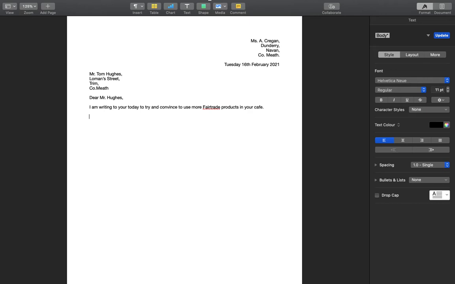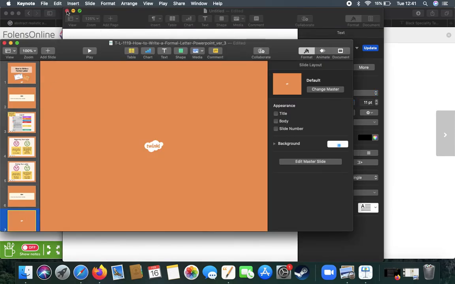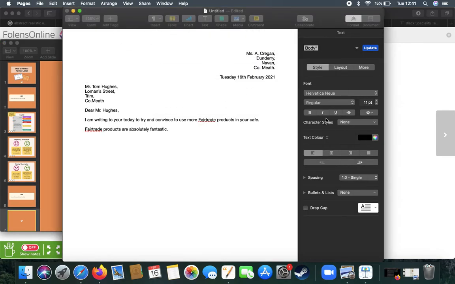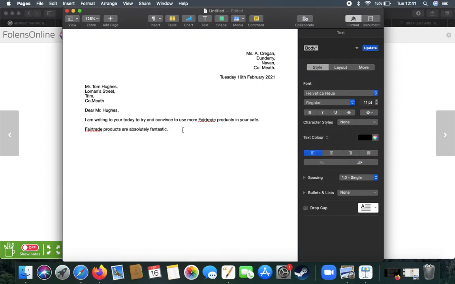I take a space now, and then I'm going to go into fair trade products are absolutely fantastic, and I go into why. Going through these points here: what fair trade is, why it's a good thing, how the money gets split up, and which fair trade products would suit the cafe. So you can go into a few of those things.